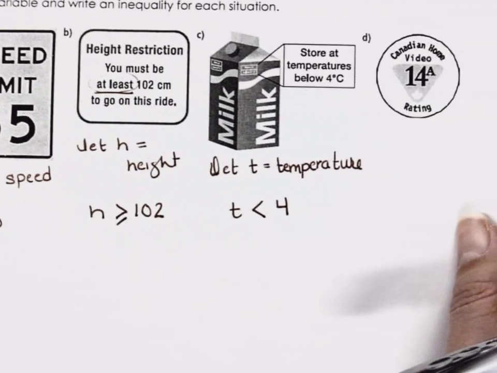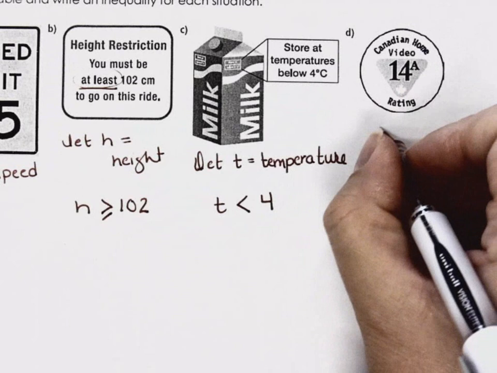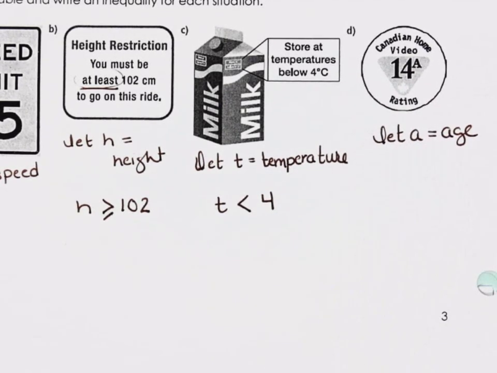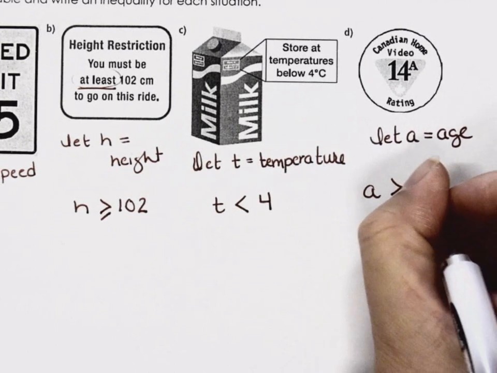All right, last one. I'm sure you've seen these ratings before. Home video 14A rating. So what does that mean? Age. Okay, so there, we've defined our variable. Let A equal age. And what does that mean, 14A? How old do you have to be to watch the movie? 14. I'm older than 14. I'm 46. Am I allowed to watch the video? Yes. So A has to be greater than 14.